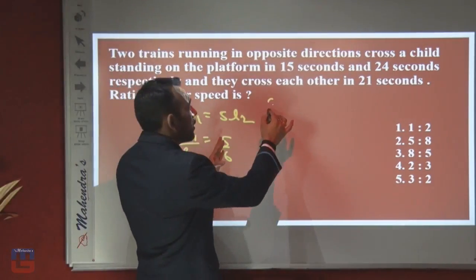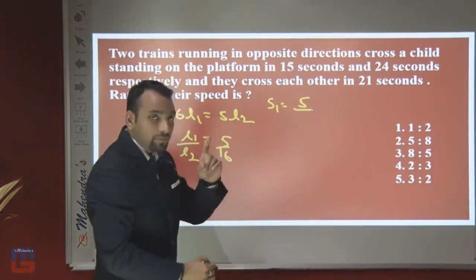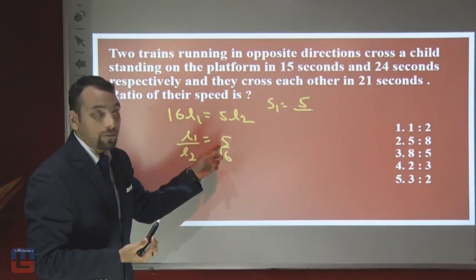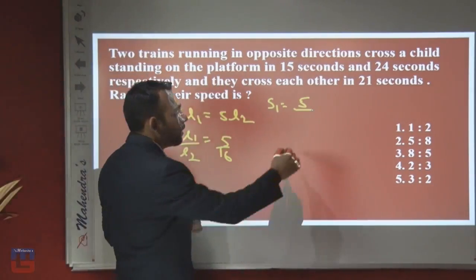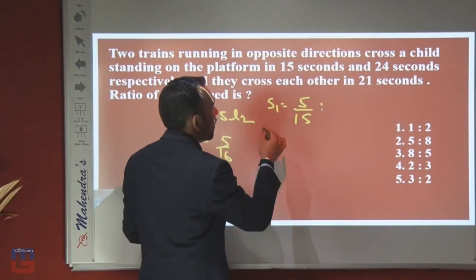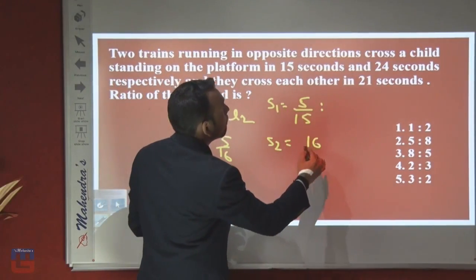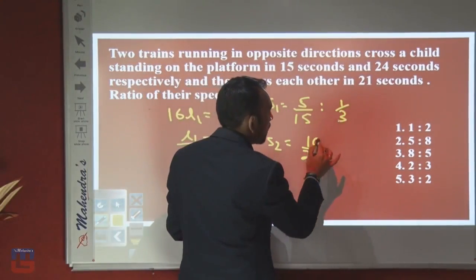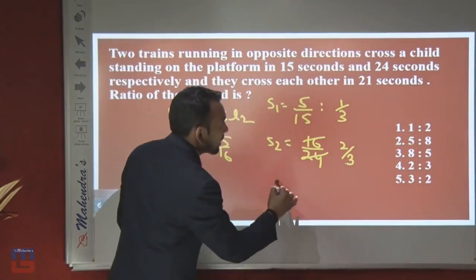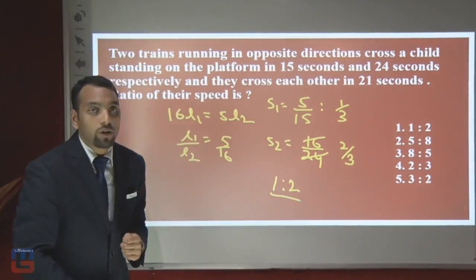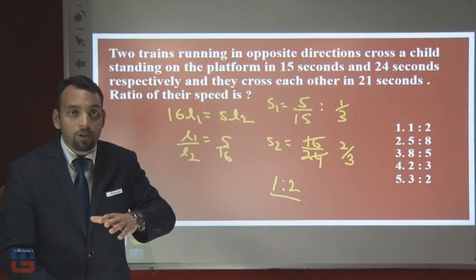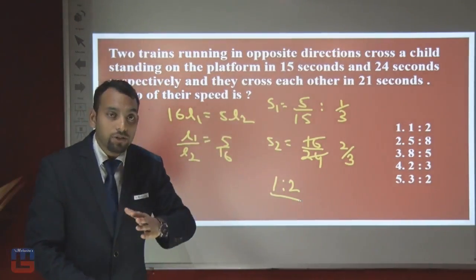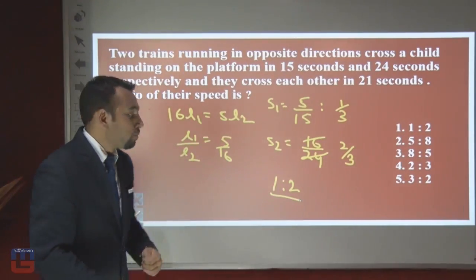So the condition we have: S1 will be 5 here, because length we have assumed 5. We have to find the ratio, so this is 5 and the time is 15, divided by 15. In the same way, S2 will be 16 by how much? 24. Now see, this will be 1 by 3 and this will be 2 by 3. So the answer will be 1 ratio 2. Now this is the way to solve this type of question in the examination. If you find this type of question in the examination, follow this method. Now move to the next question.